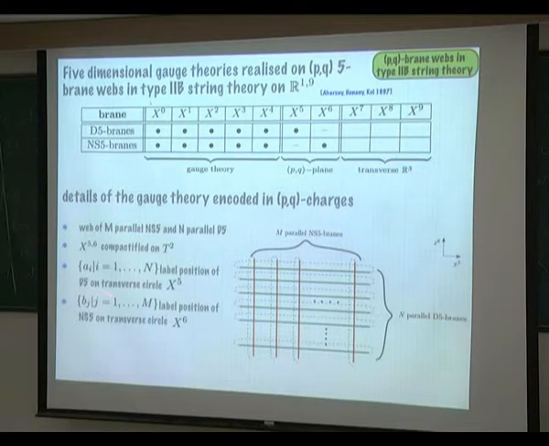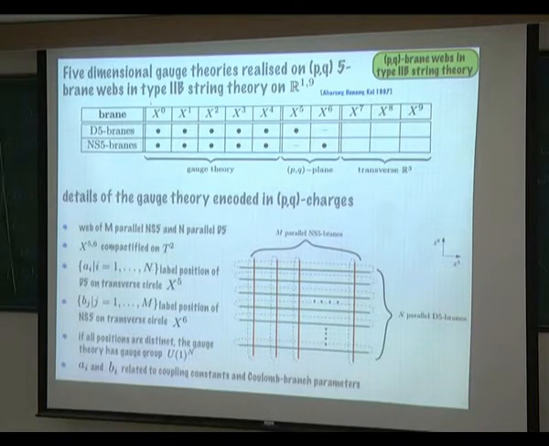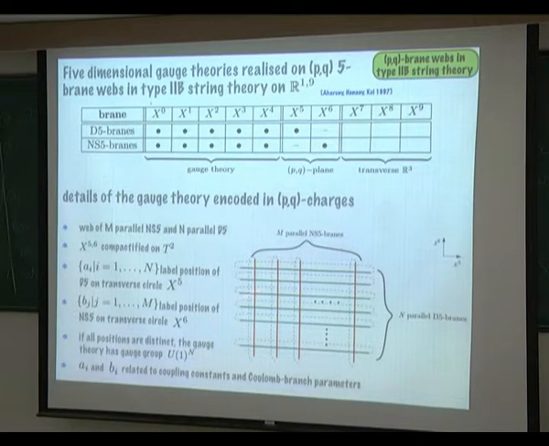I can do the same thing with the NS5 branes, so there are parameters labeling the position of the NS5 branes on the transverse cycle along x6. And these can, of course, be translated into the quantities entering the gauge theory. So particularly if I take all the positions to be distinct, I will have a gauge theory with gauge group U(1)^n, and the a_i and b_i will be related to the coupling constant and the Coulomb branch parameters of the theory. So these geometrical parameters I read off from the web here, they will directly enter into the definition of my gauge theory.